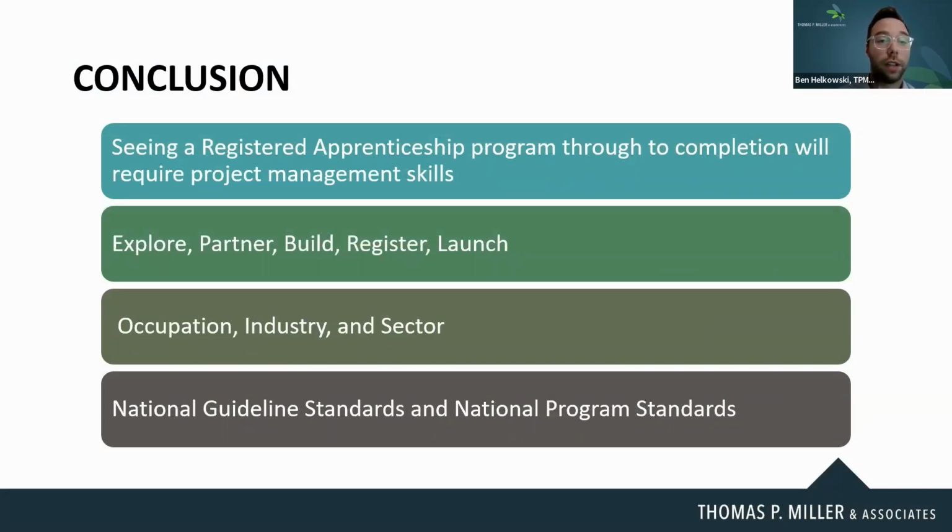So in conclusion, seeing a registered apprenticeship program through to completion will require project management skills. The key steps to see a registered apprenticeship program through to completion are exploring, building partnerships, building the program itself, registering the program with the Office of Apprenticeship or state apprenticeship agencies, and then launching the program itself and maintaining. We covered the difference between occupations, industries, and sectors. And we went over an outline of national guideline standards and national program standards.